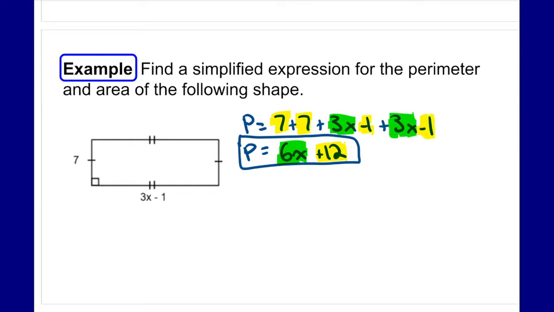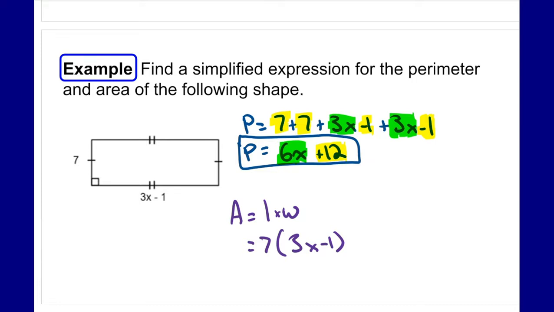For area is slightly different because area of a rectangle is length times width. Hopefully you remember that. If not, I've just given it to you. So if I take my length of 7, multiply it by my width of 3x minus 1, I can now find my area. Now you may say, whoa, 7 is not the length, 7 is the width. Look at it, it's the width.